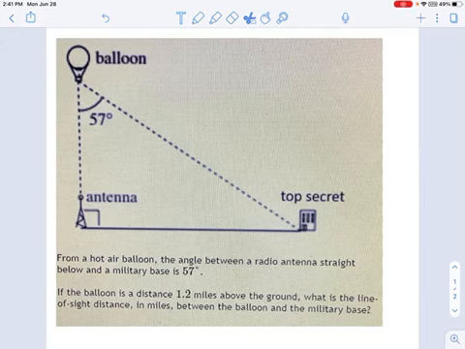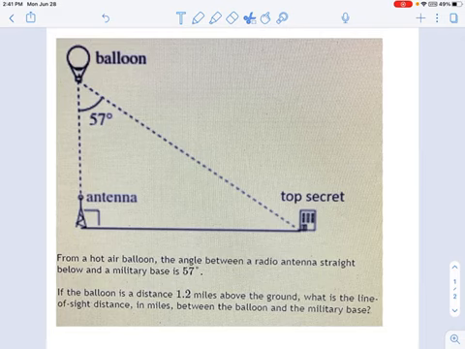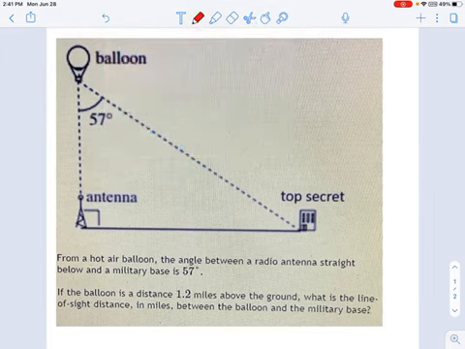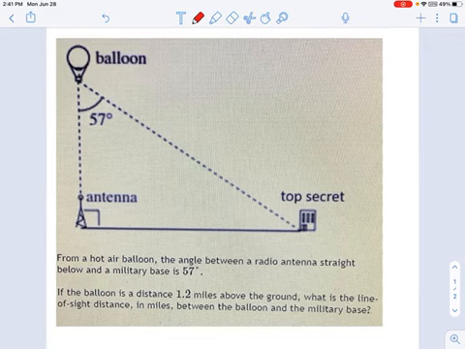So in this problem, we're shown what appears to be a triangle. We've got a balloon in the upper left, an antenna in the lower left, and this military base in the lower right. And we're asked some things about the distances between them, and we're given some information. So I'm just going to write down the information we're given. It's always important to understand what exactly you're given and what exactly is being asked for.